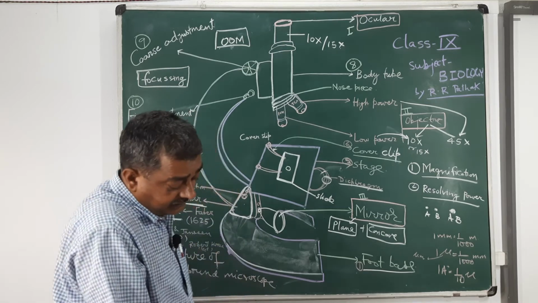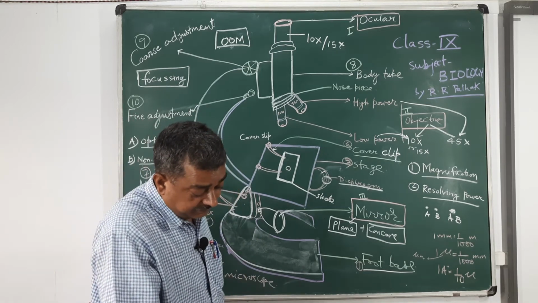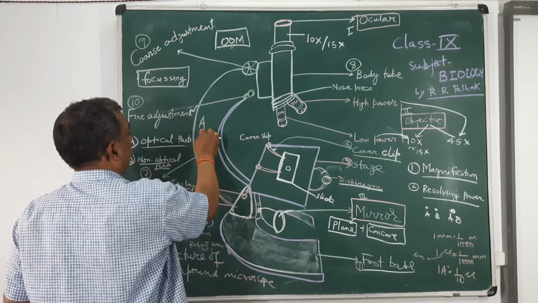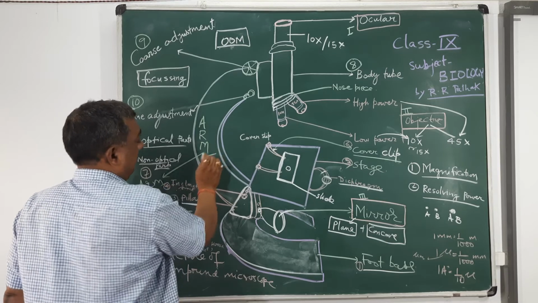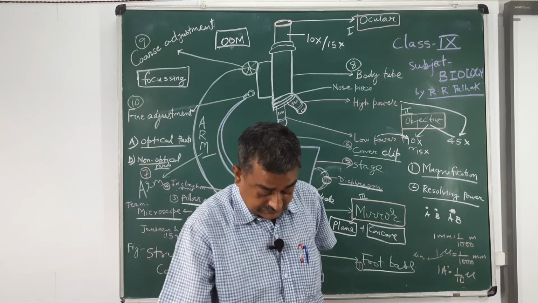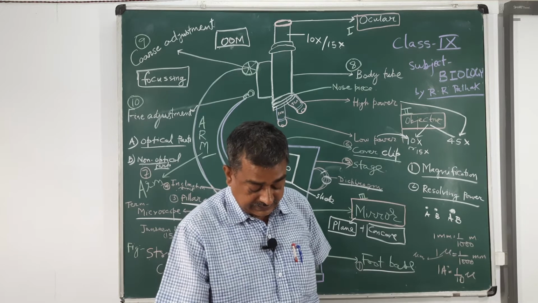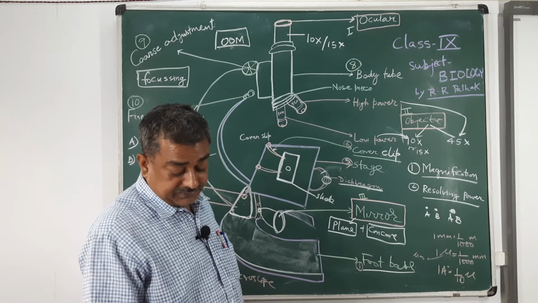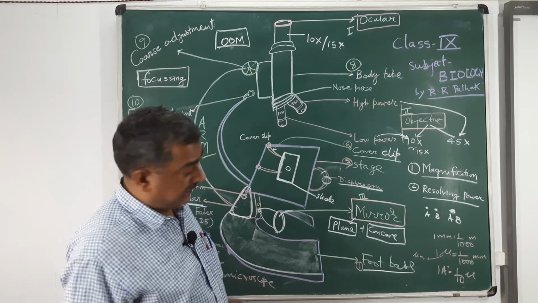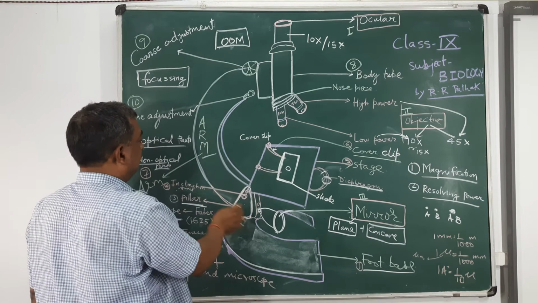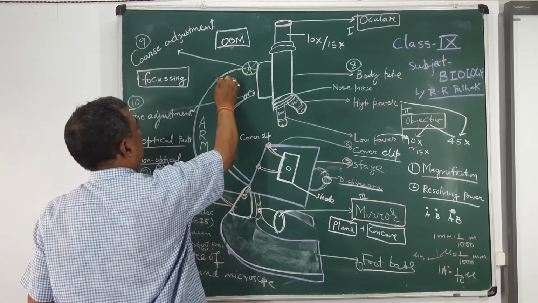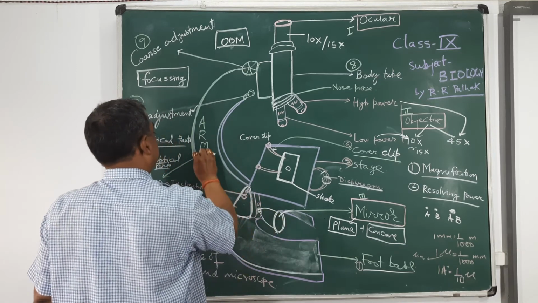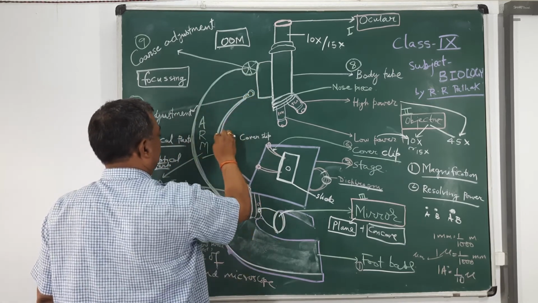Next is the arm. The microscope is held by the arm. It is very useful to carry the microscope from one place to another. Generally, the microscope is held with the help of the arm. So, the arm is a very essential part of the microscope.